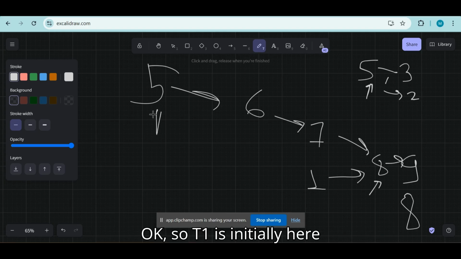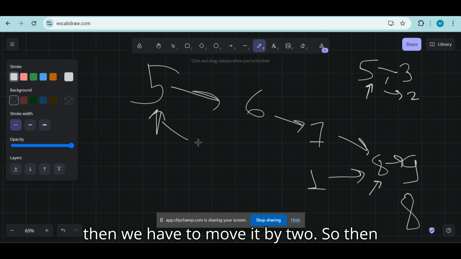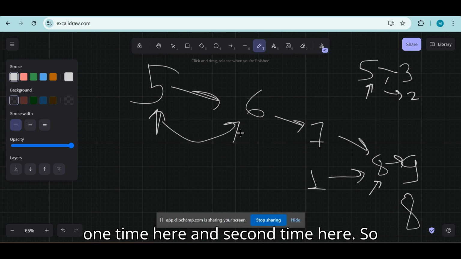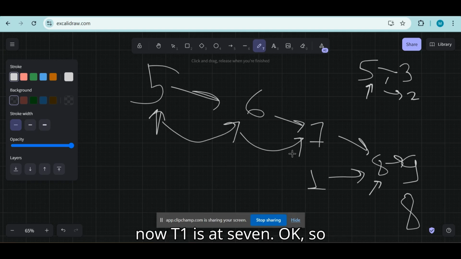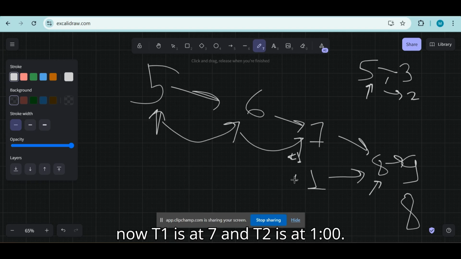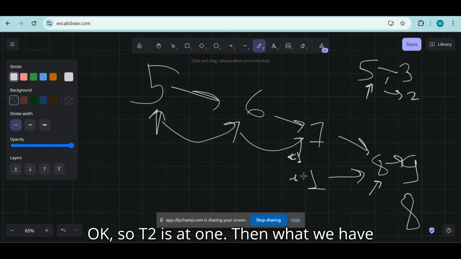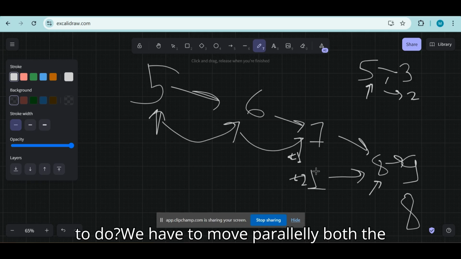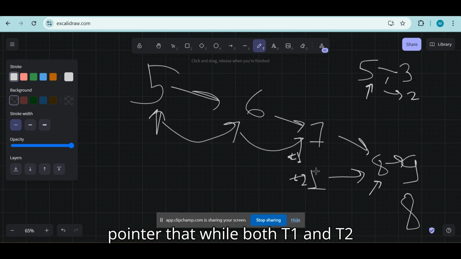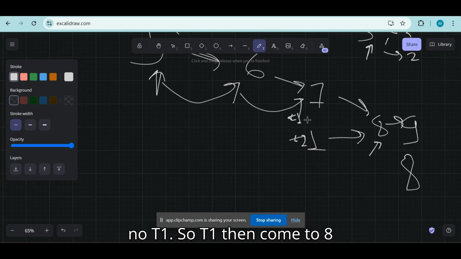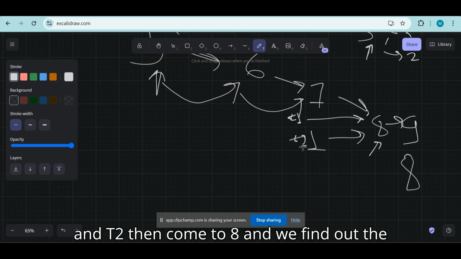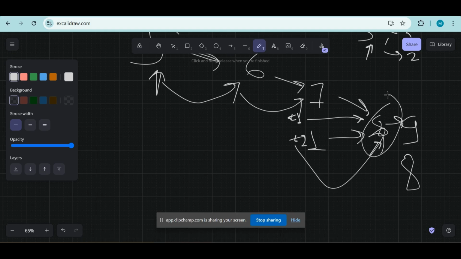So t1 is initially here, then we have to move it by 2. One time here and second time here. So now t1 is at 7 and t2 is at 1. Then what we have to do? We have to move both the pointers in parallel, while t1 and t2 are not equal. So t1 comes to 8 and t2 comes to 8, and we find out the common point that we have to return. So that's our solution.